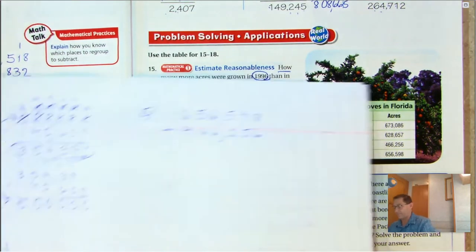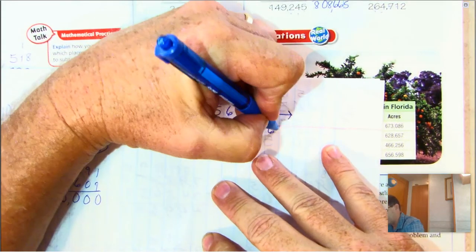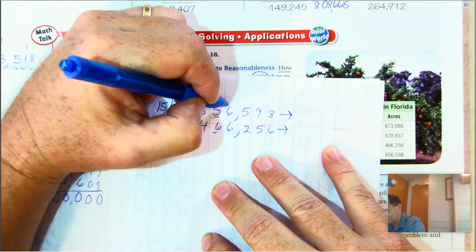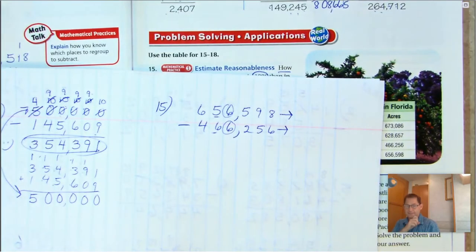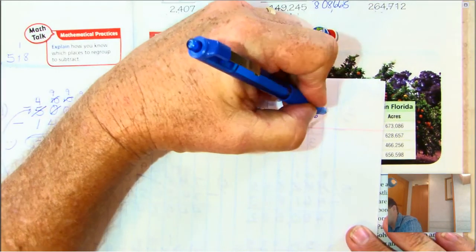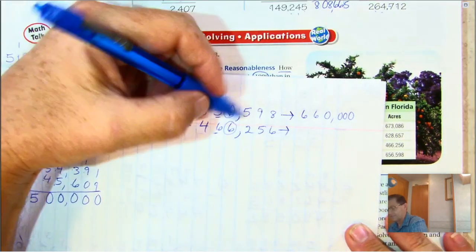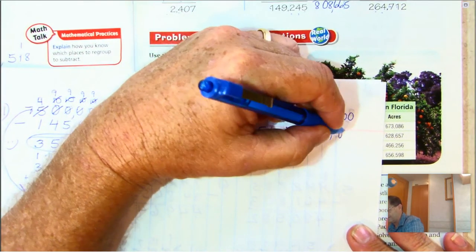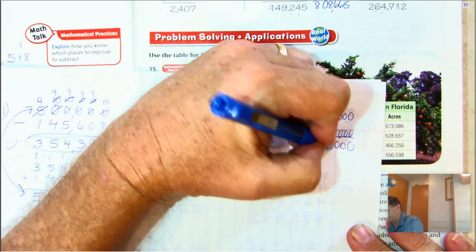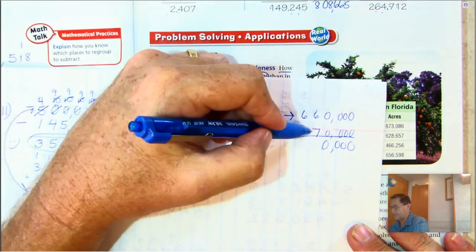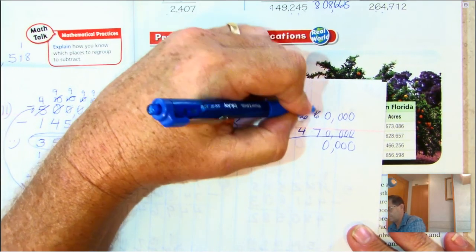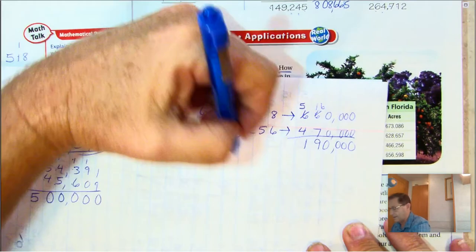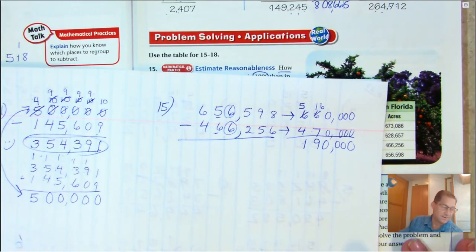Okay, so let's start first by finding an estimate. So I'm going to round to the 10,000s. I want to try to get as close as I can. And 656,000 would round to 660,000. 466,000 would round to 470,000. 6 10,000 take away 7 10,000s. I'm going to regroup. 16 10,000s take away 7 is 9. So I'm looking at 190,000 more acres.